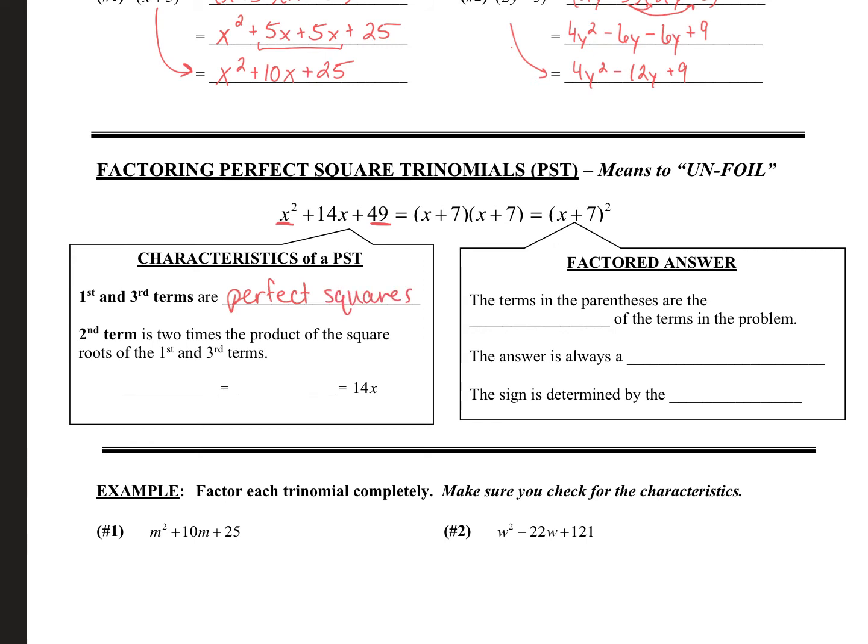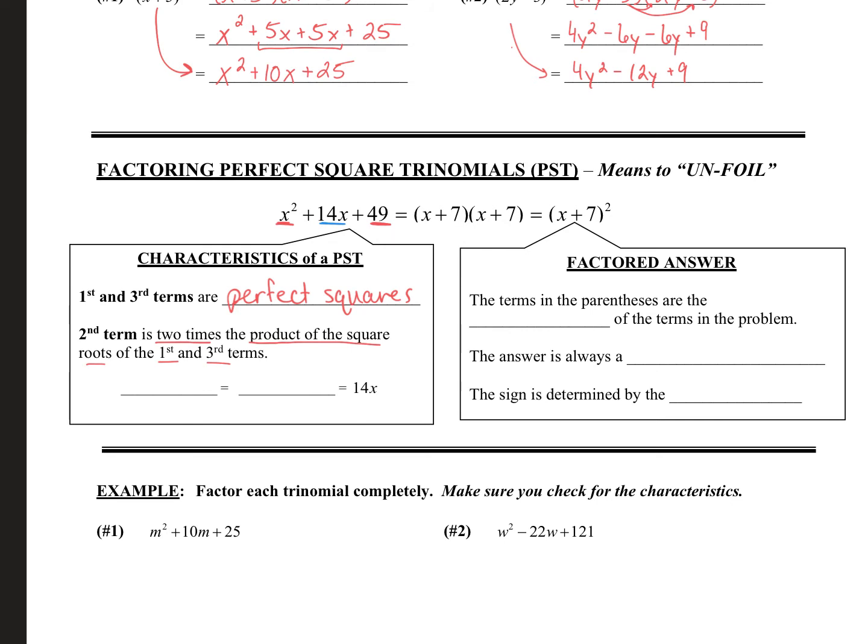And then the second term, that middle term there, that 14x in this example, is 2 times the product of the square root of the first and third terms. Just to break that down a little bit, it's going to be 2 times the product of the square roots of the first and the third term. Like we said before, the first and the third terms are always going to be perfect squares. The square root of the first term is just x, and the square root of that third term is 7.